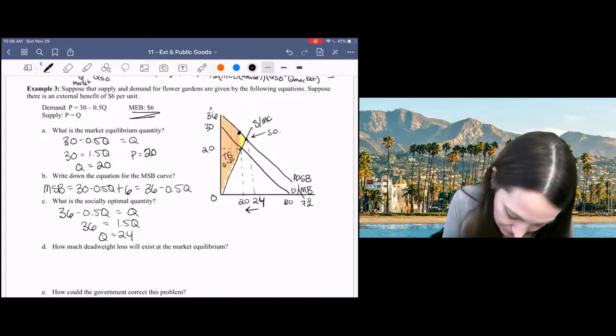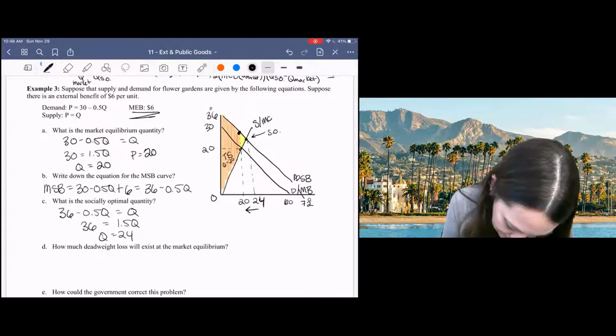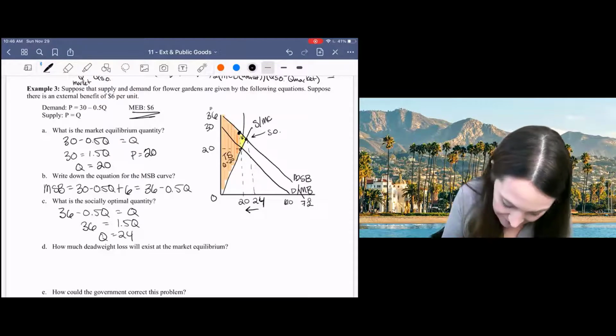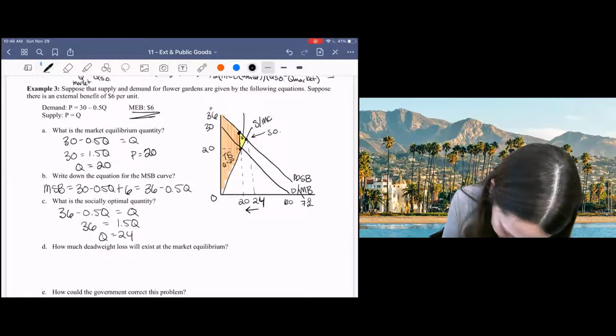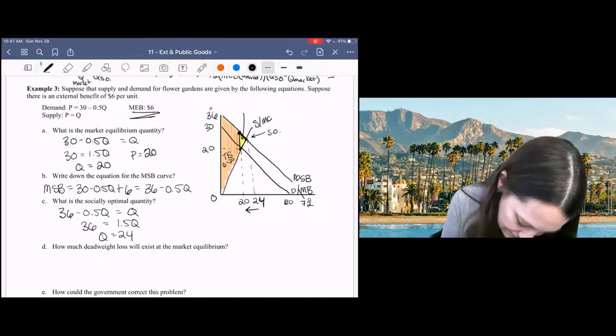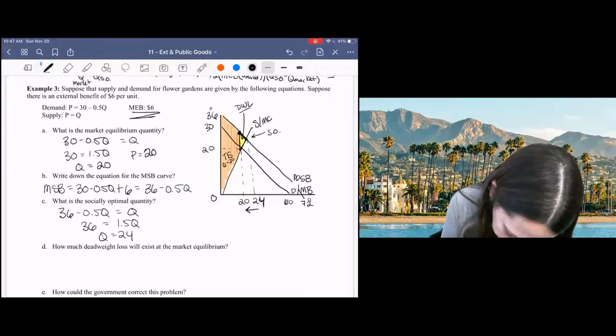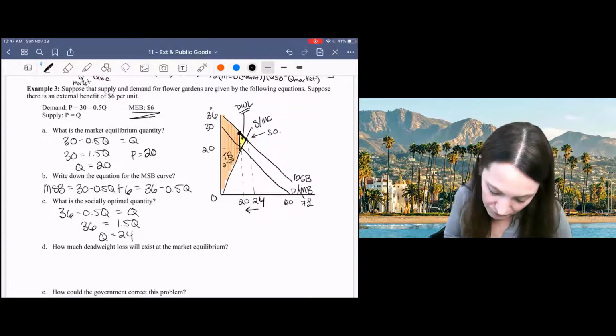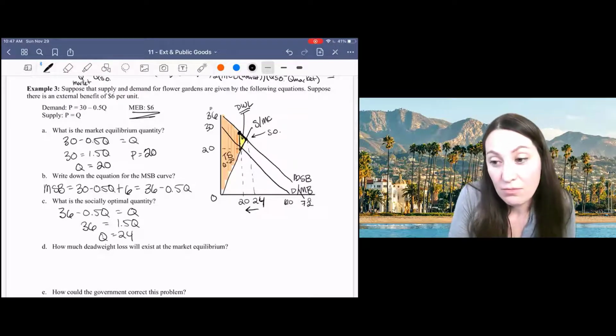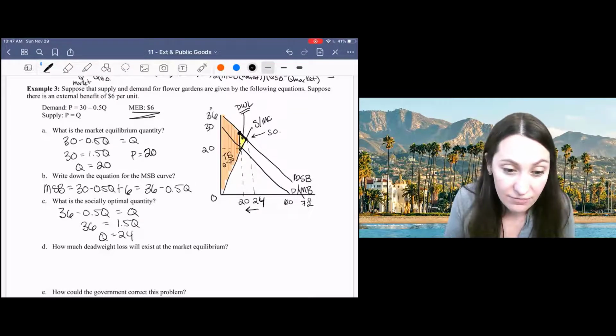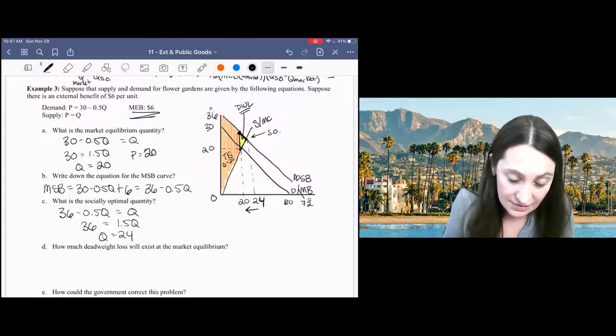And what am I missing? I'm missing out on this area here. This triangle is my deadweight loss, which I would get if I produced a quantity of 24. Okay, so this is my deadweight loss triangle.